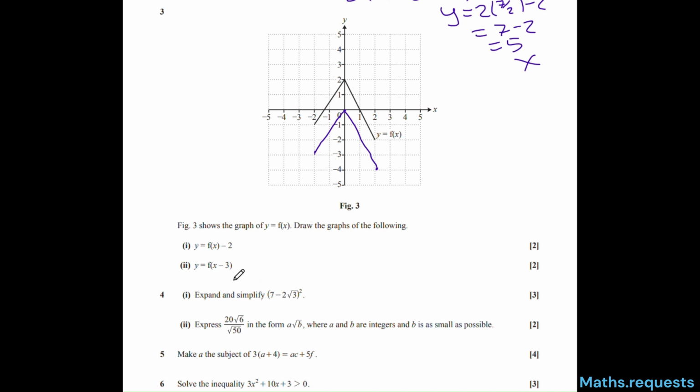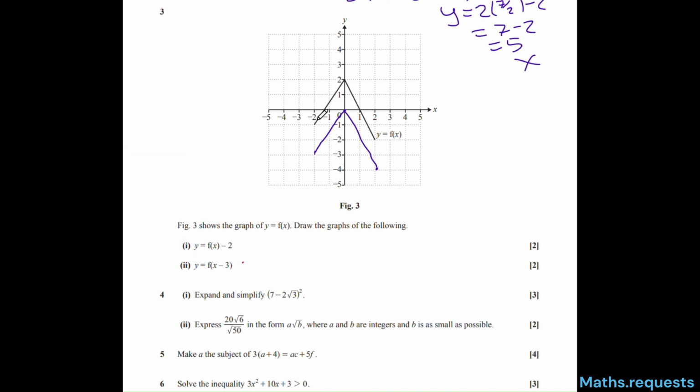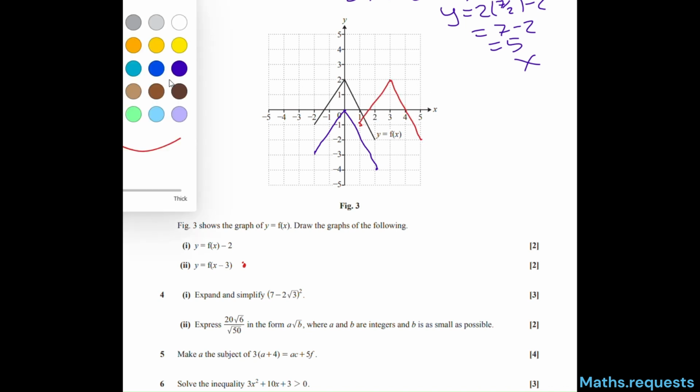that is part A, and then part B is f of x minus 3, and the x minus 3 is in the brackets. So for part B, let's make it red. You would get, so the graph would move 3 in the positive x direction. So 1, 2, 3, so this point would be here. 1, 2, 3, so you get this point here, and then 1, 2, 3, this one here. So therefore your answer would look something like this.